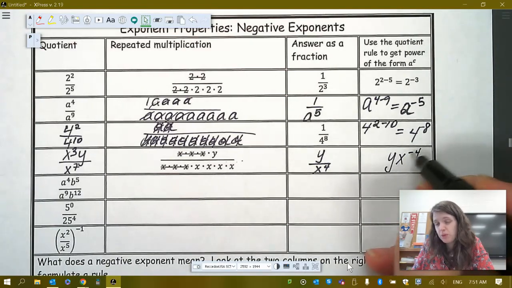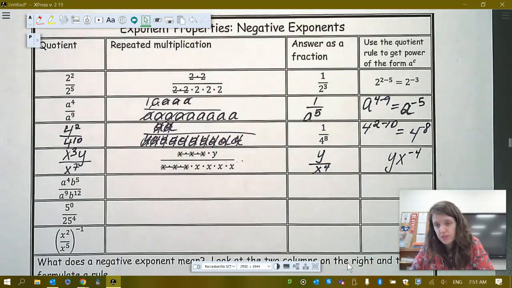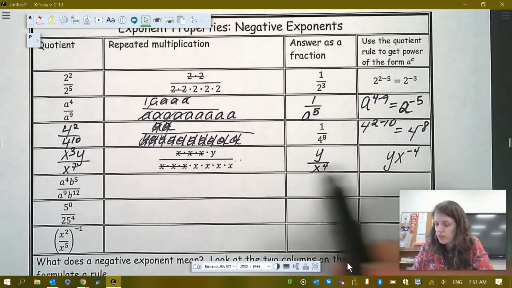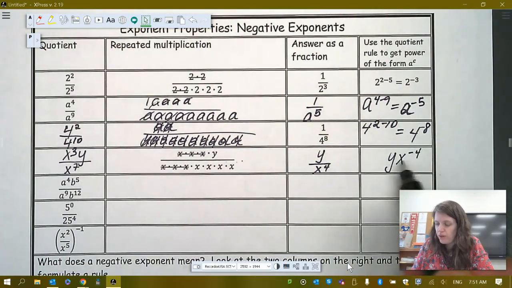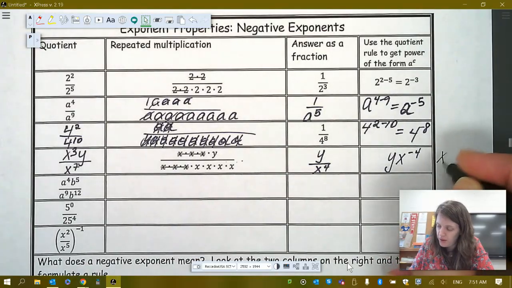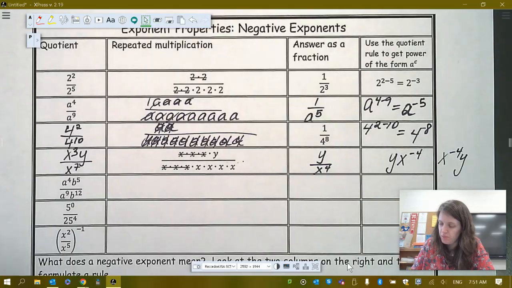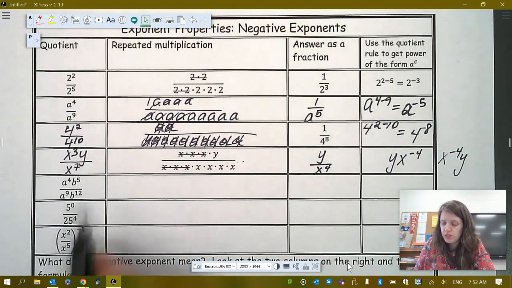And again, typically we would write the x to the negative fourth first because x comes before y. But in this case, I just sort of stuck it up here. If you wrote it the other way, it would probably even be better. X to the negative fourth y. These are the same thing. I just took the x to the negative fourth and put it first and put the y second. So let's look at these ones here and keep going.